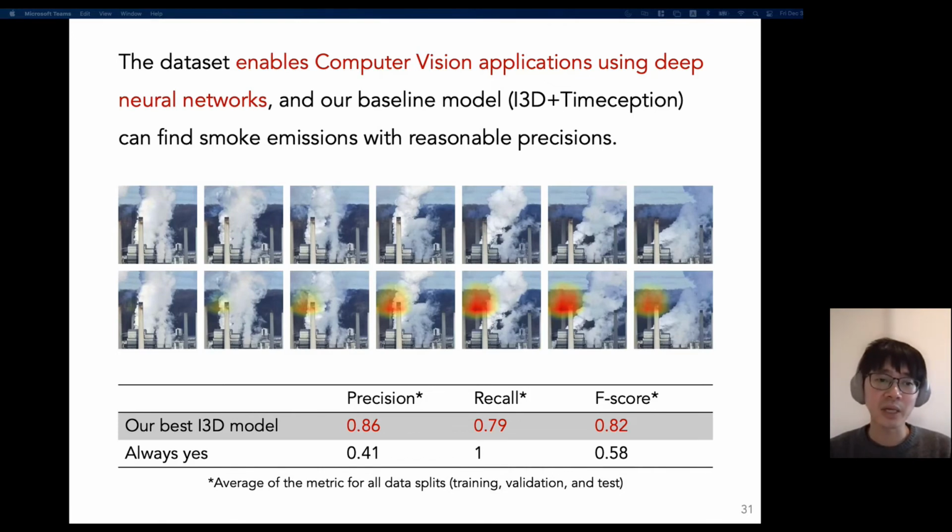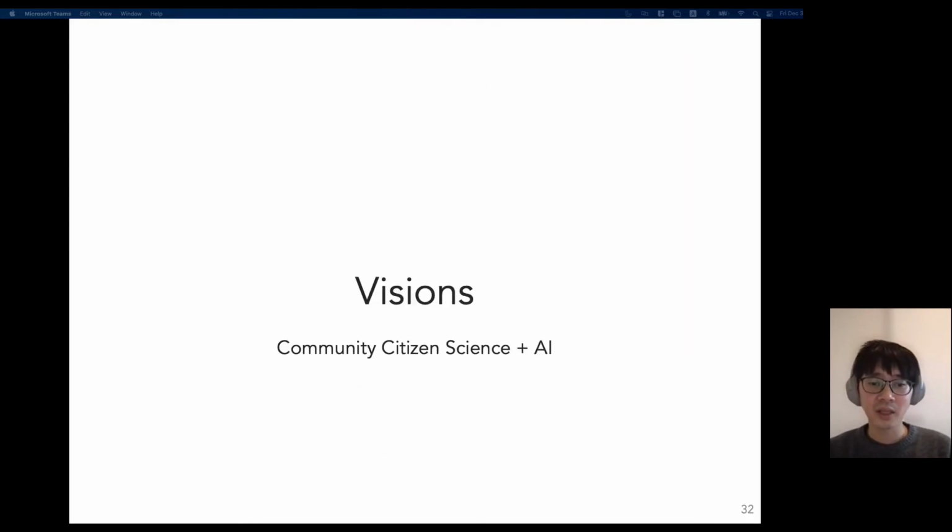As a baseline to compare, if we always say there's a problem, our precision is going to be really low. It's 0.41, because there's only a 41% chance that this is correct. But the recall is going to be 1, because we basically say yes to every event. That means we catch everything. And the F-score is going to be bad because it's a combination of them. So that's the basic idea of how we evaluate the model.